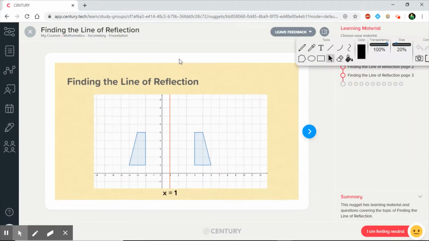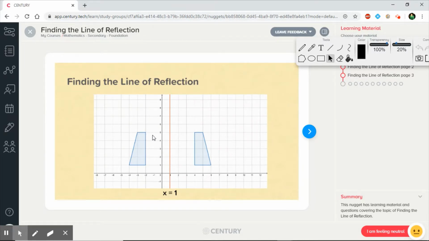So let's crack on. You'll remember you've got a shape here which we call the object, and when you reflect it, just like reflecting something in a mirror, you come up with an image, a mirror image. So if we ask ourselves, where is the line of symmetry? Where has this object been reflected? You can see it's been reflected in this line here, and you can count it out.